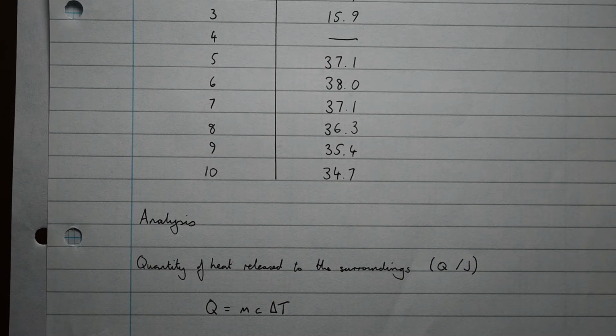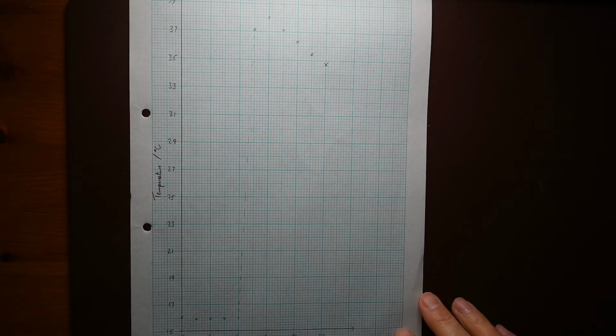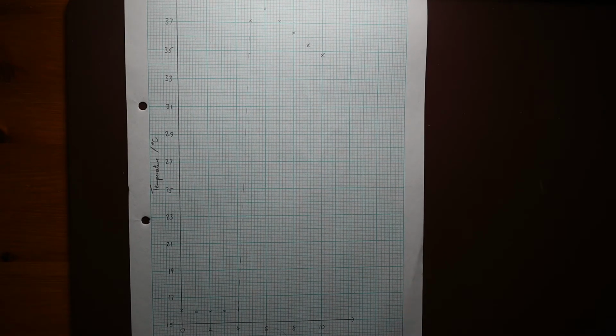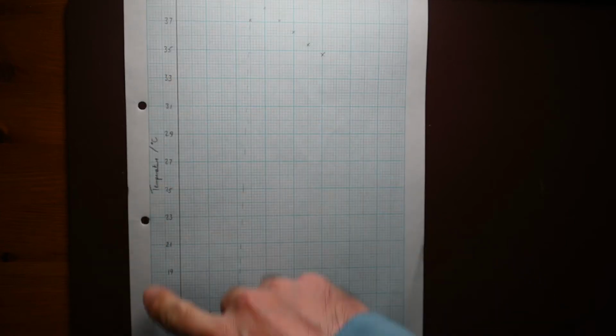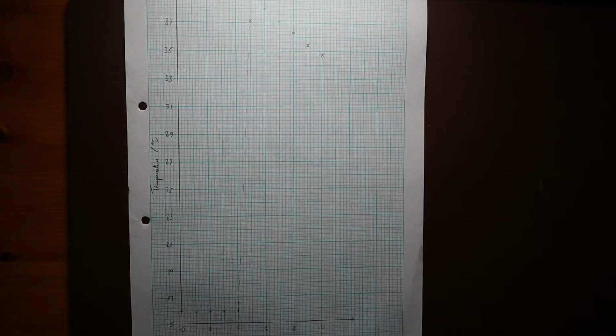Now, in order to measure a value for ΔT, the change in temperature, what we need to do is to plot a graph of our results. Okay, so here I've got a graph of the results, which I've plotted the results onto. So we have time across the x-axis and then temperature on the y-axis. So I have recorded the temperature in Celsius because, as I say, the change in temperature would be the same in both Celsius and in Kelvin.